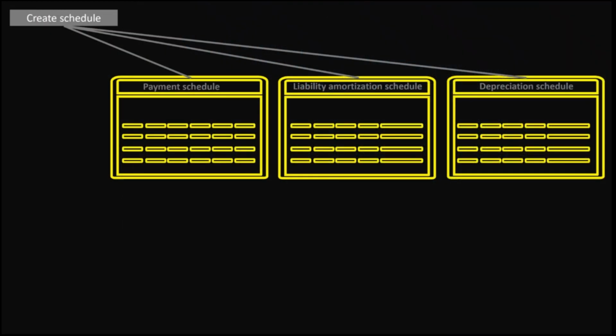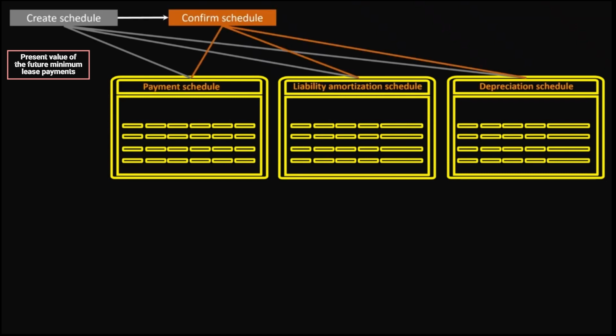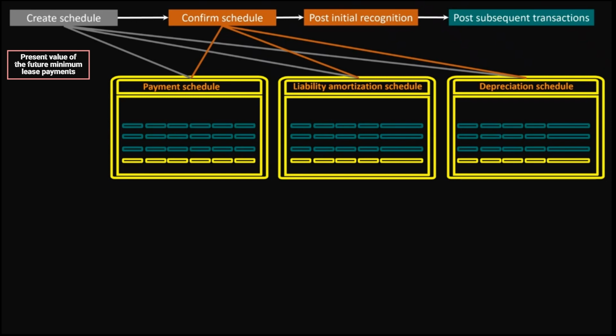In asset leasing, when you create the schedules, the system calculates the present value of future minimum lease payments and creates three schedules: the payment schedule, the liability amortization schedule, and the depreciation schedule. Then, when you confirm the schedules, the system recalculates the present value of future minimum lease payments. Then you post the initial recognition, which is the very first transaction, and the subsequent lease transactions: liability amortization, which posts the interest payment transaction, and the depreciation transaction.